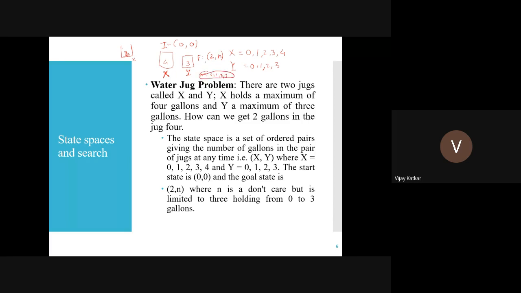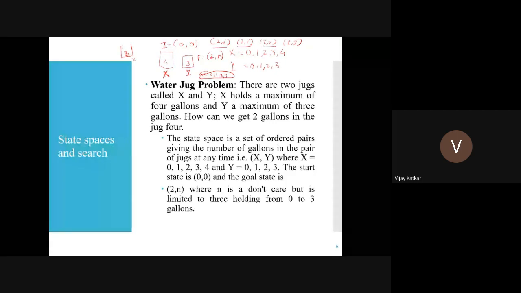So the acceptable solution state is that jug X should contain 2 liters of water, and jug Y can contain N liters of water. So the final state can be 2,0, 2,1, 2,2, 2,3. So there are 4 possible acceptable final states, and 1 initial state. So class, are you with me?